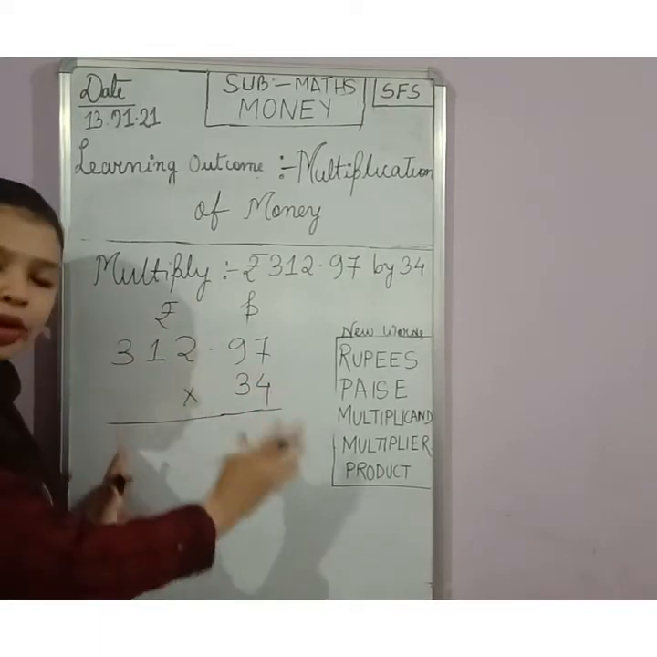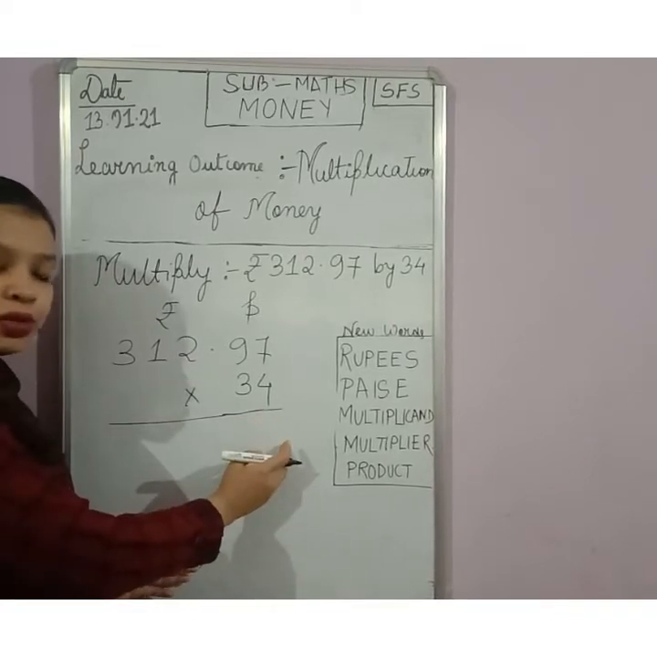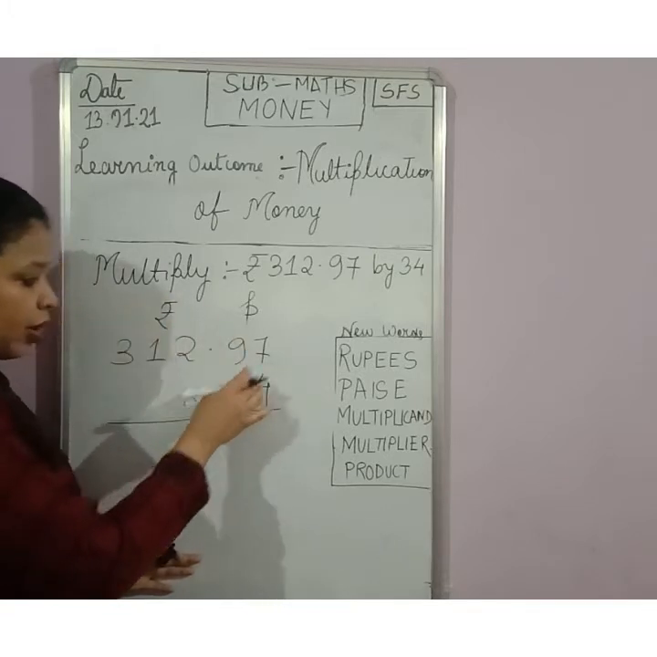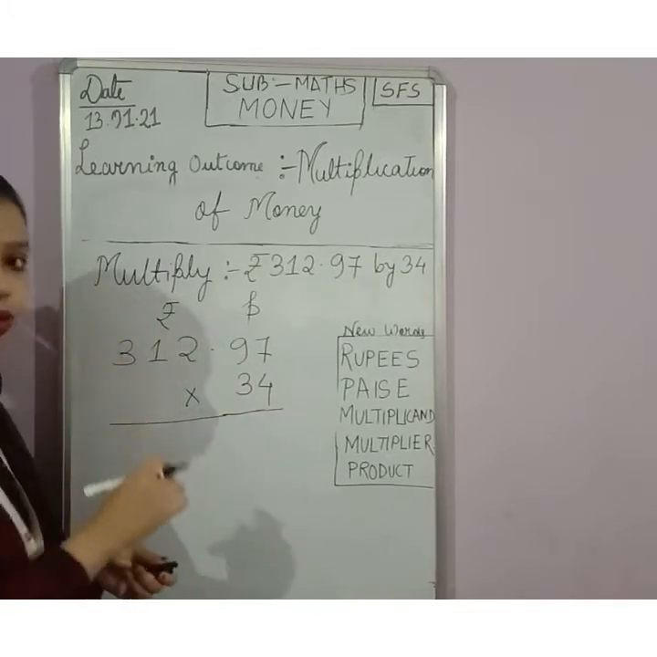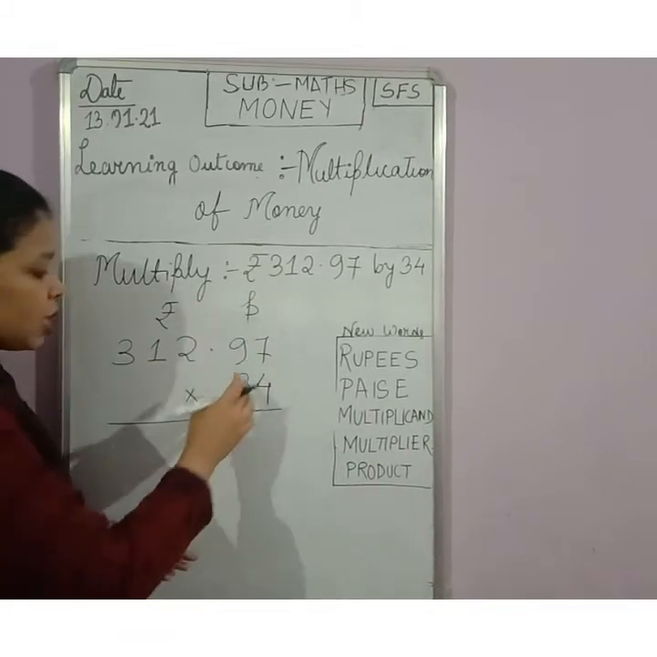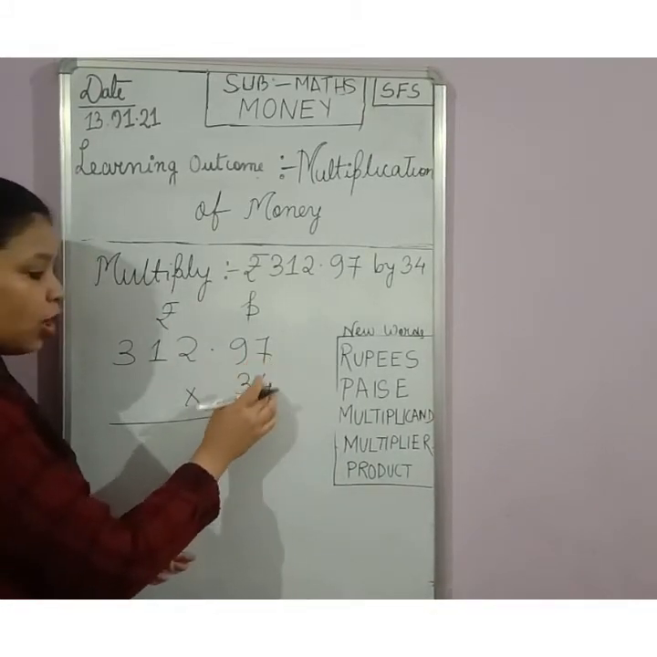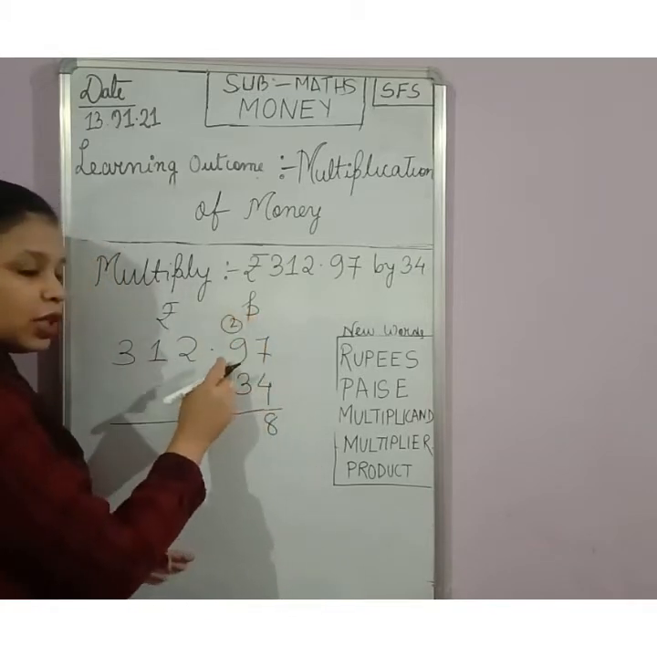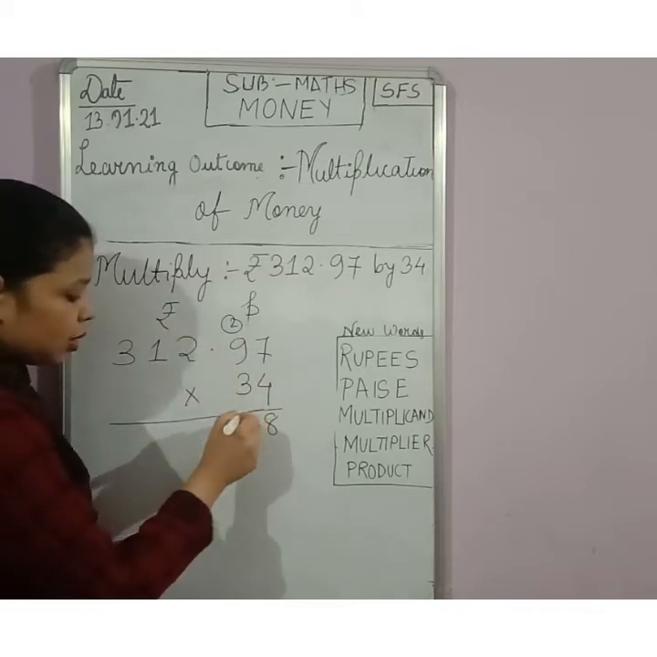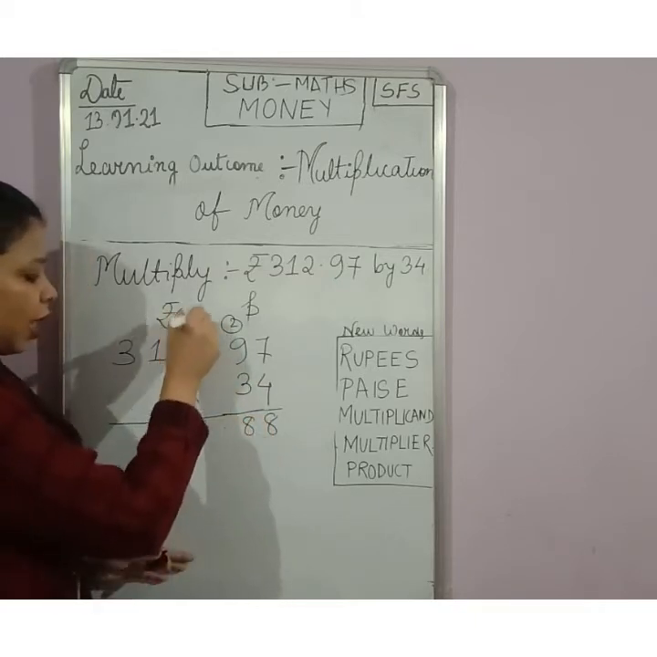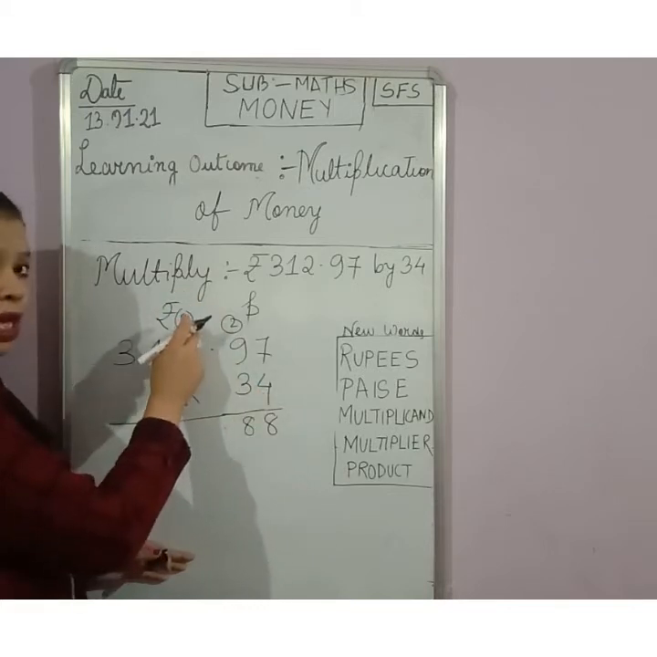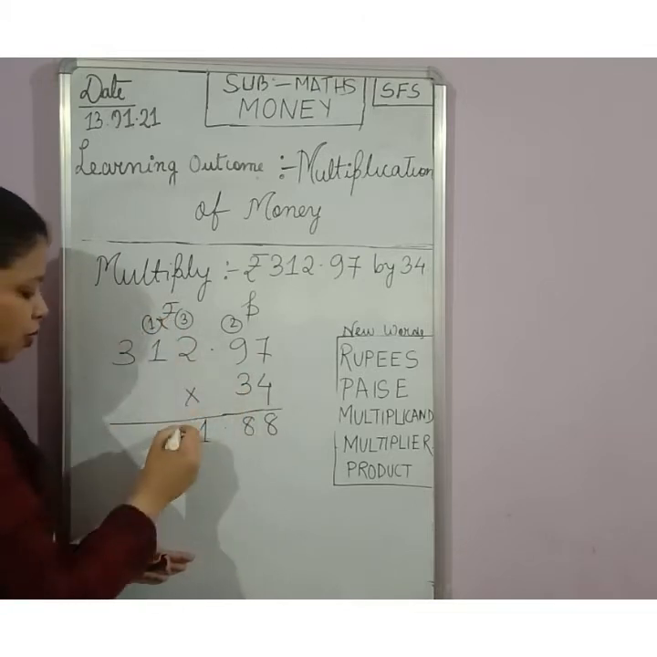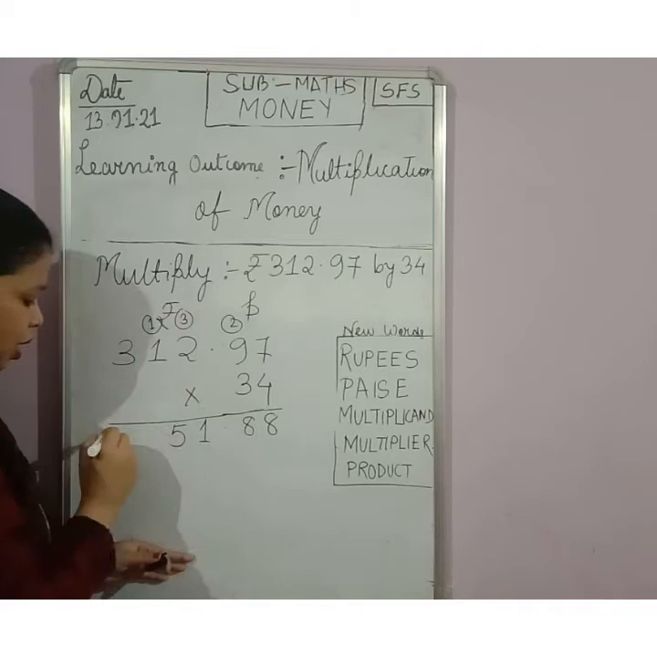Let us start. When we multiply money, we always start from the right hand side. So 4 will multiply the 5 numbers, then the 3 will multiply the 5 numbers, and then we will add them. So 4 into 7, 28. 2 will be carried over. 9 into 4, 36, plus 2, 38. The dot will come. 3 will be carried over. 4 2s are 8, plus 3, 11. 1 carried over. 4 1s are 4, plus 1, 5. And 4 into 3, 12.